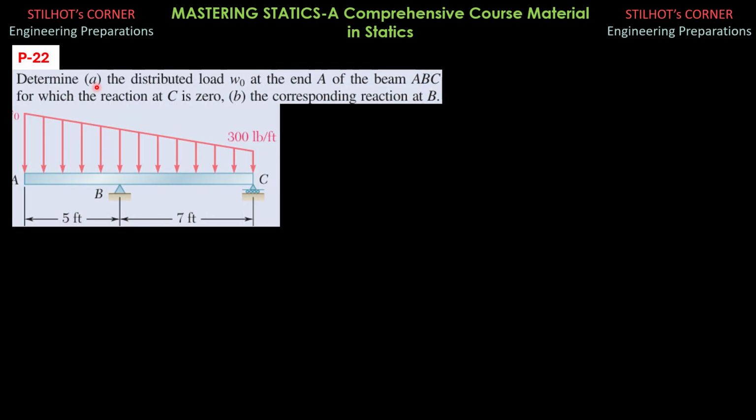Problem 22, determine letter A, the distributed load WO, which is this, at the end A of the beam ABC, for which the reaction at C is 0. So this is 0. The corresponding reaction at B. So at B, because this is a pin, we have Bx and By. And at C, because this is a roller support, there's only one reaction, and that is vertical, perpendicular to the horizontal surface. And for this problem, this is a problem on equilibrium because these are supports and the load is balanced by the reactions at the supports.